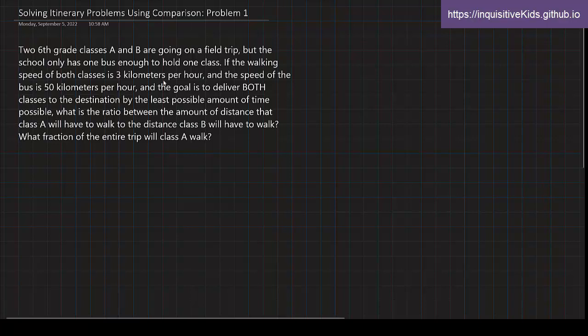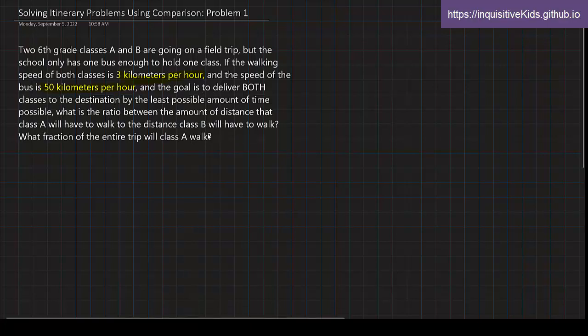Two sixth grade classes A and B are going on a field trip, but the school only has one bus enough to hold one class. If the walking speed of both classes is 3 kilometers per hour, and the speed of the bus is 50 kilometers per hour, and the goal is to deliver both classes to the destination in the least possible amount of time, what is the ratio between the distance that class A will have to walk to the distance class B will have to walk? And what fraction of the entire trip will class A walk?